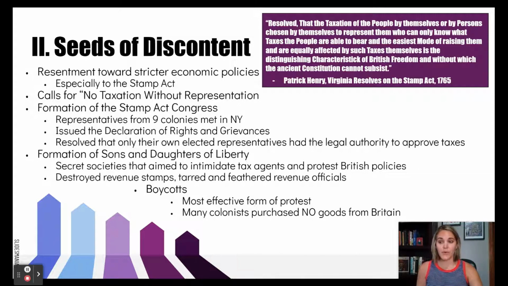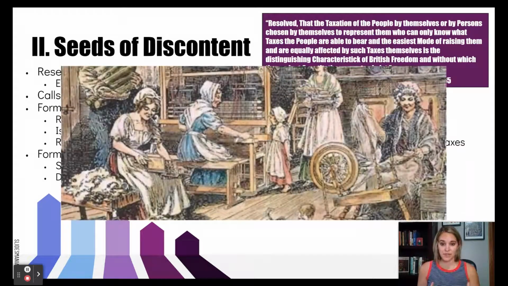And this was really organized by the Daughters of Liberty. Often this group is overlooked in the history of the Revolutionary War, but this was an essential component to the effectiveness of getting some of these acts repealed. So women would make their own clothes. It was called homespun. So they would make their own clothes instead of purchasing goods from Britain.